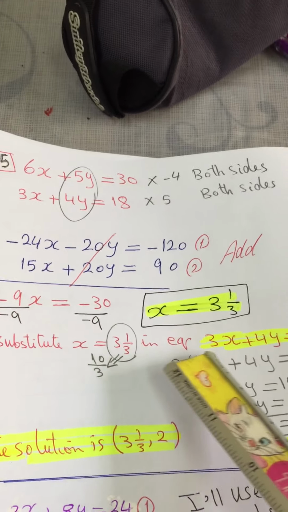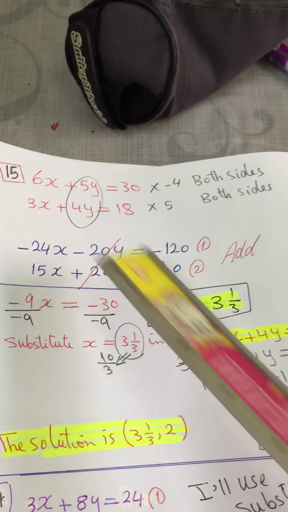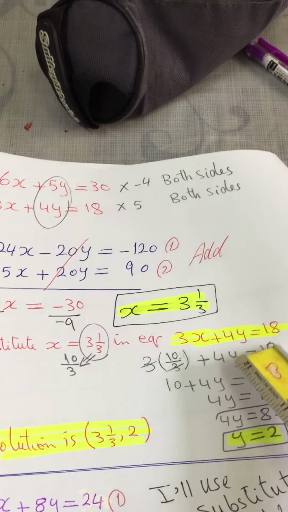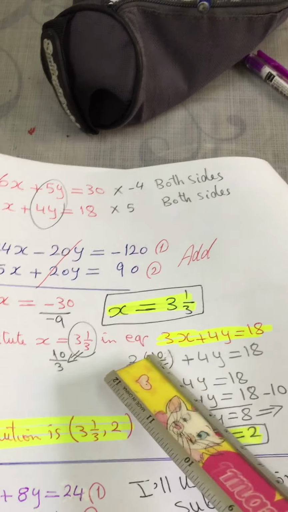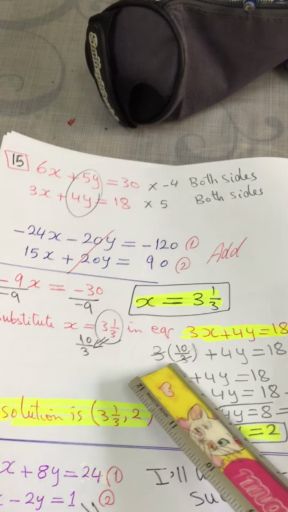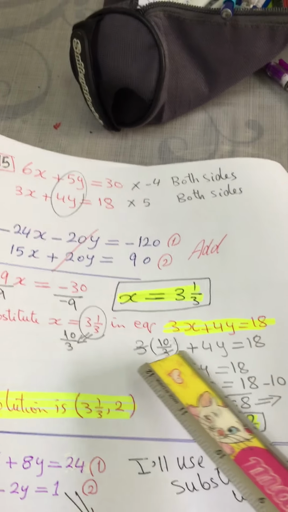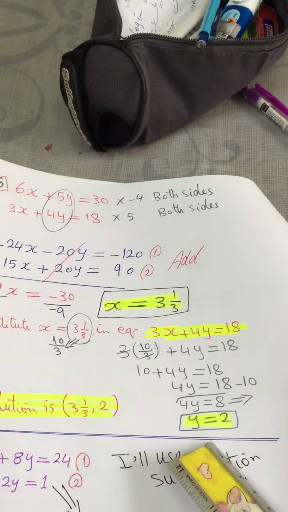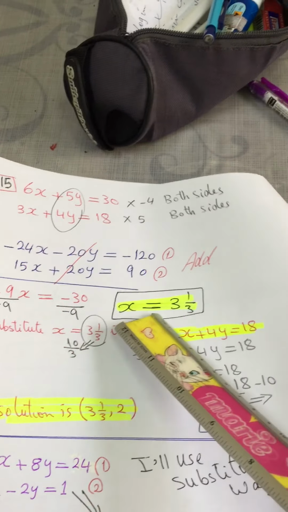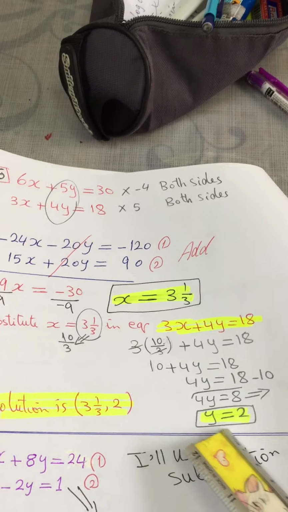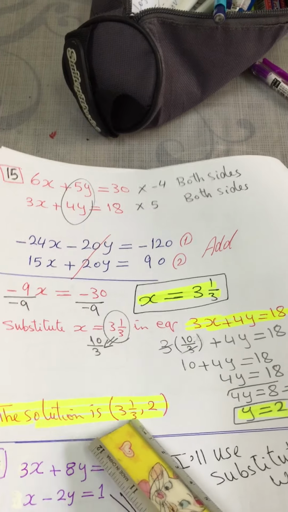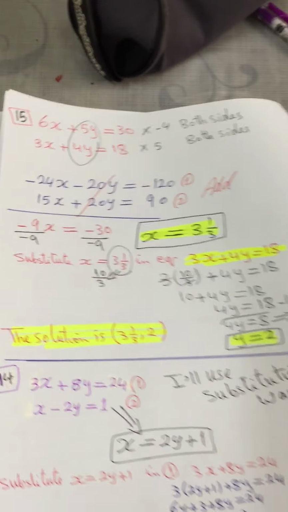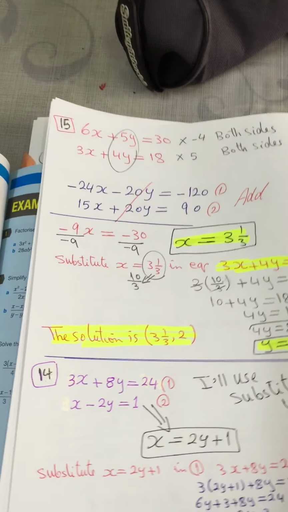I substitute in equation number 2 here, 3x plus 4y equals 18. Substitute the value of x: 3 multiplied by the value of x, which is 10 over 3, to be easier, like this. And get the value of y. Now you have x equals 3 and a third, y is 2. So the solution is x first and then y.